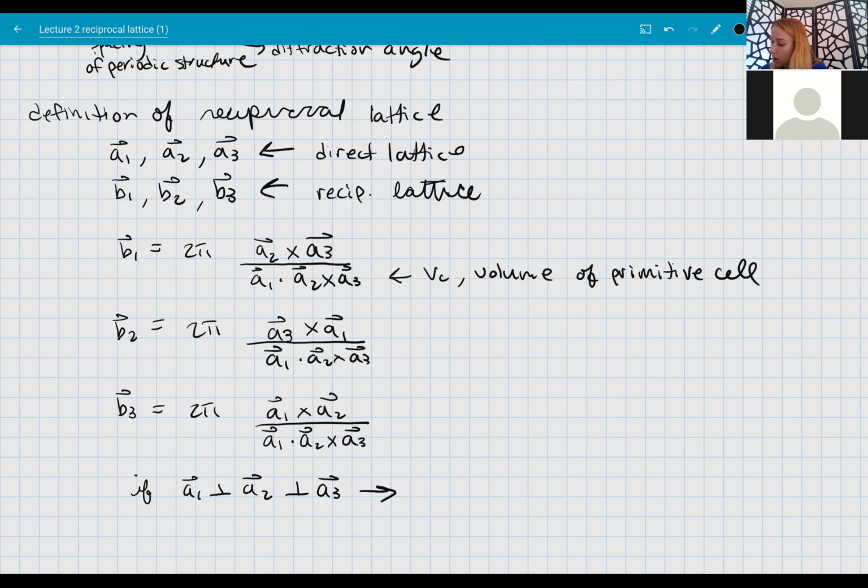If A1 is perpendicular to A2 and perpendicular to A3, then your reciprocal lattice vectors are going to be very simple. So B1 is going to be equal to 2 pi divided by the magnitude of A1 in the direction of A1, so I'll just write it as A1 hat. I'm not going to write down the rest of them because the same statement, just switching out the subscript, is going to be true for B2 and B3. This statement is only true if all of the direct lattice vectors are mutually perpendicular. If they're not, then you have to go ahead and do the cross products.